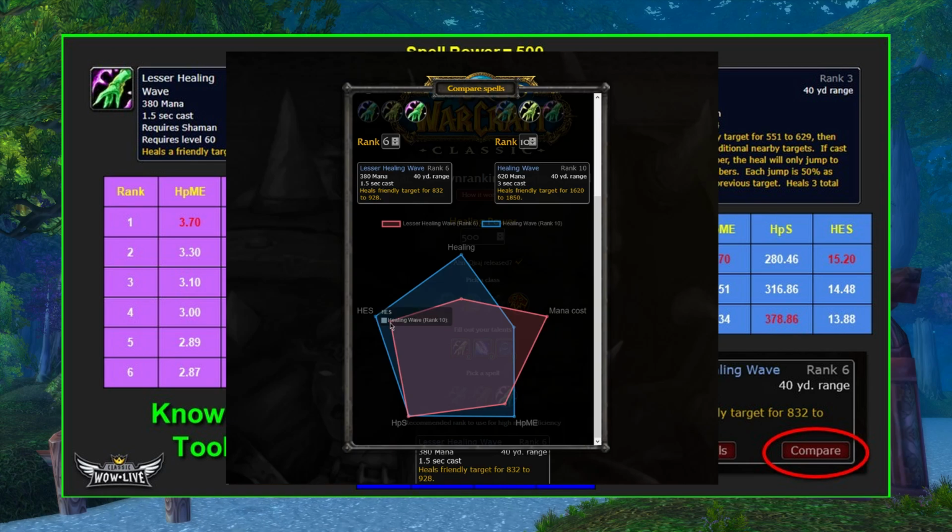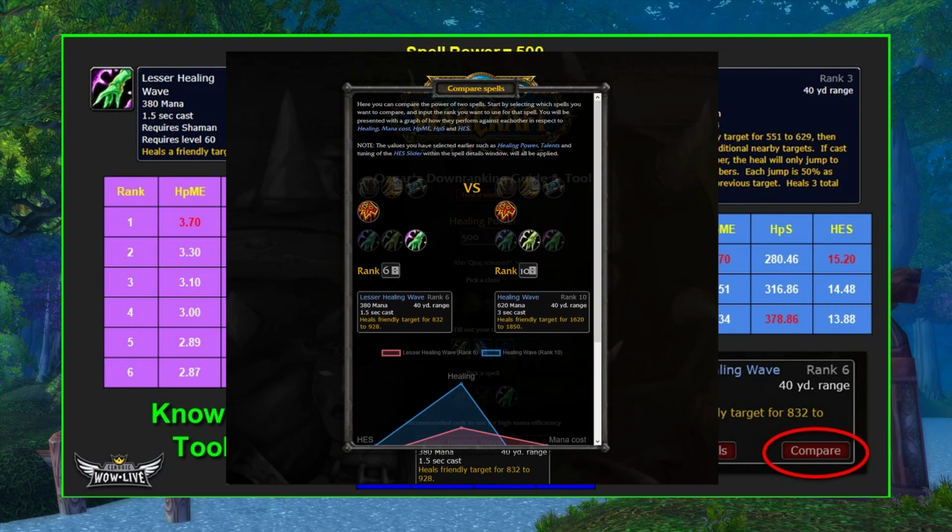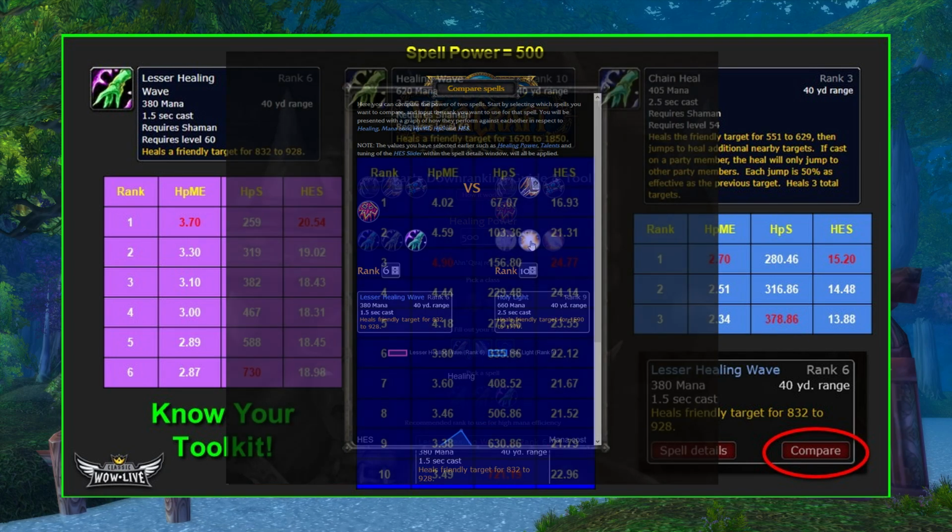It's just important to know which spell you can get the most bang for your buck in a specific unit of time, and this tool can help you compare not only spells in your toolkit within your class, but you can even compare spells across classes with this tool.